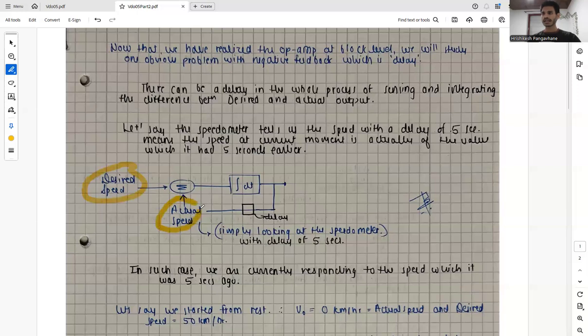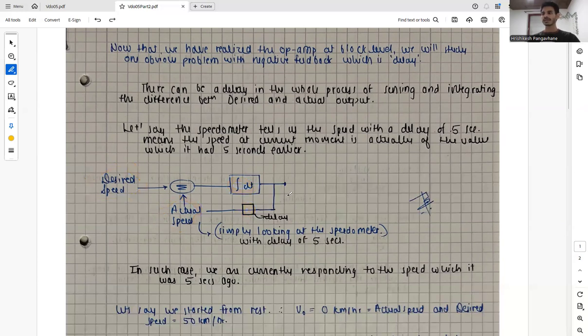To realize this, we have our desired speed over here, and we have our actual speed, and what we are doing is sensing the actual speed. Simply looking at the speedometer is how we know the actual speed. Now we introduce a small delay over here. In such a case, we are responding not to the current speed at that instance, but to the speed which it was 5 seconds ago. So what our integrator is responding to is not the actual speed at that moment, but the speed from 5 seconds ago.